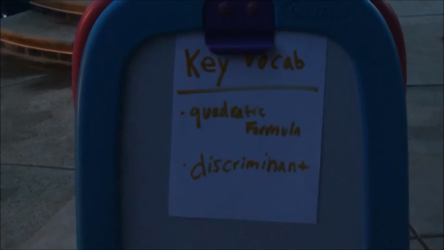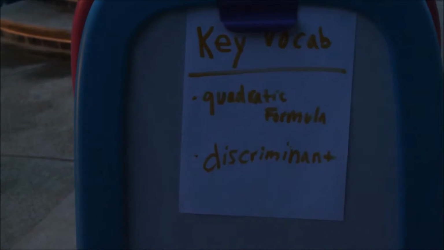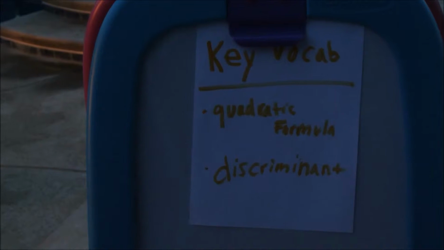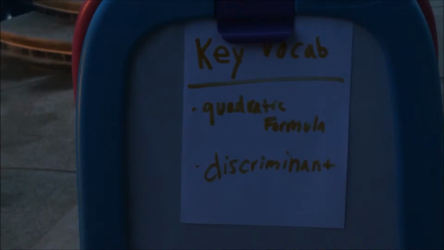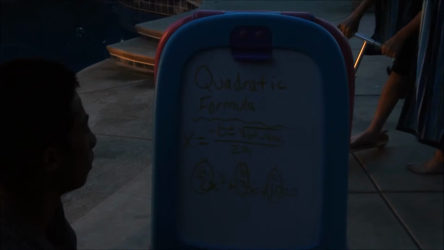Number 1. Quadratic formula. By completing the square once for the general equation ax squared plus bx plus c equals 0, you can develop a formula that gives the solution of any quadratic equation. This is called the quadratic formula. Number 2, discriminant. In the quadratic formula, the expression b squared minus 4ac is called the discriminant of the associated equation ax squared plus bx plus c equals 0.